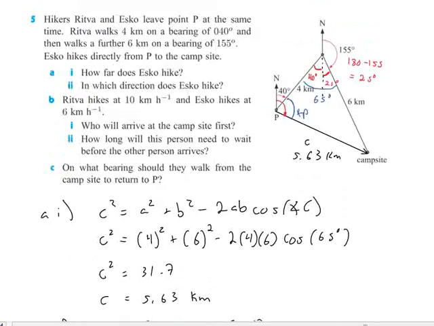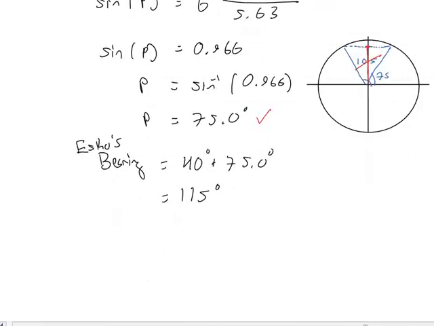Let's take a look at part B. Part B says that Ritva hikes at 10 kilometers per hour and Esco hikes at 6 kilometers per hour. Knowing that information, we want to know who arrives at the campsite first. To answer this question, we need to know how speed, distance, and velocity are related. So for part B1, we need to remember that velocity is equal to displacement, or distance, divided by time.